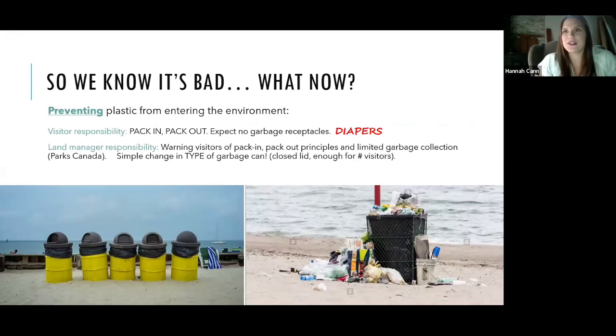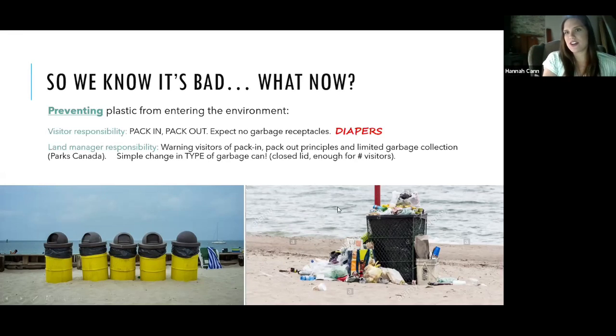Another item that we talk about in our July newsletter that's being released next week is preventing plastic from entering the environment with that visitor responsibility, the pack in, pack out, expecting no garbage receptacles, and if there is one, bonus. But there is also a land manager responsibility to warn visitors that there aren't as many receptacles, educate them about pack in, pack out principles, and then simply change the type of garbage can that is being used.